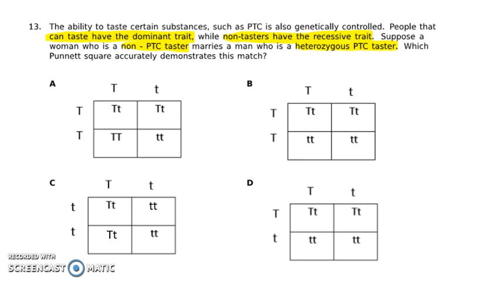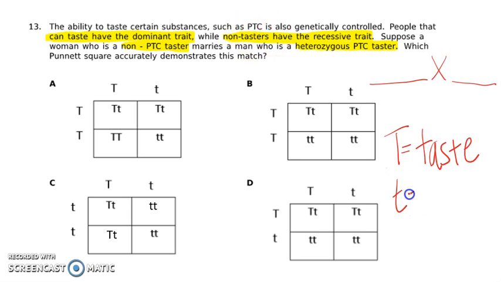Okay, so the very first step, what we have to do is figure out what are the parents' genotypes, what are their letters. Okay, so we know from the information that it gave us, right up here, the first thing we highlighted, if you can taste PTC, that's dominant. So down here, I'm going to make a key. A dominant T is going to mean you can taste. And then the next thing we highlighted about non-tasters, we said that they are recessive, so a small t. So no taste.